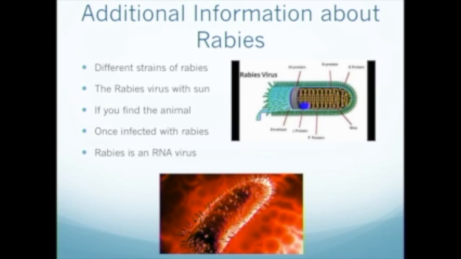And then just some basics about the rabies virus. Once infected with rabies, it'll attack nerve cells and travel through the central nervous system, and it'll work its way to the brain. Also, another thing that's important to note is that rabies is an RNA virus, which is important to know when you're trying to understand how it replicates.